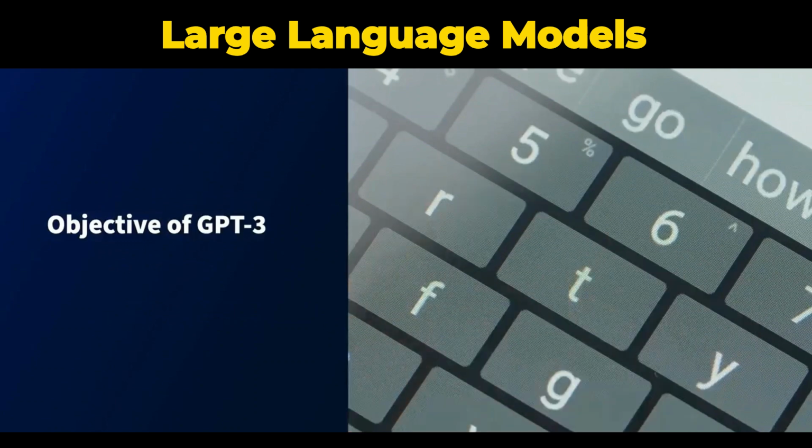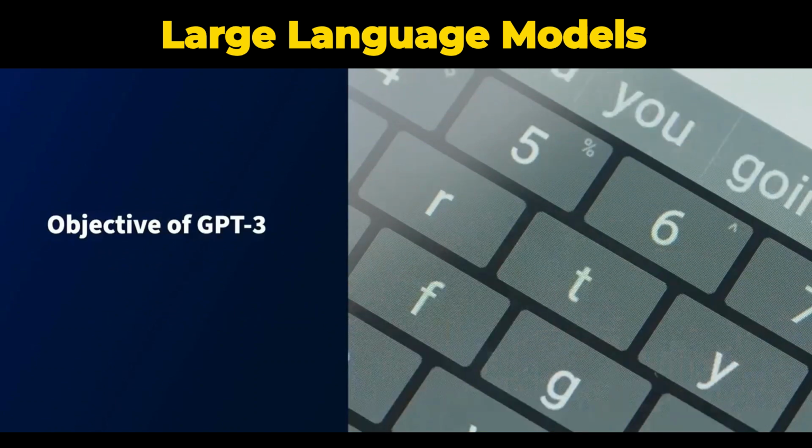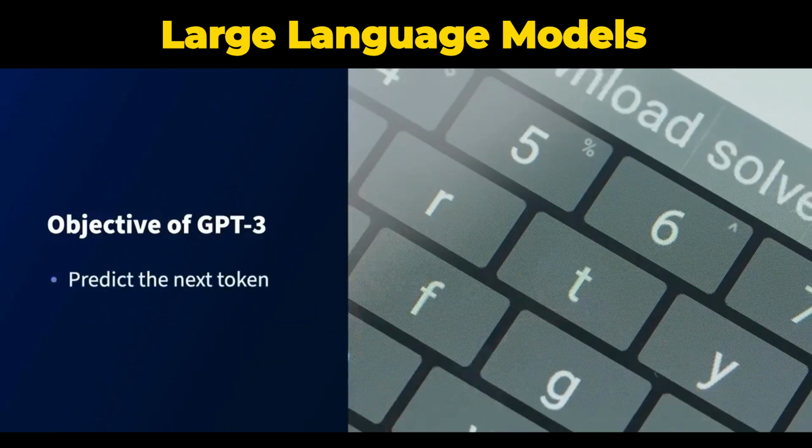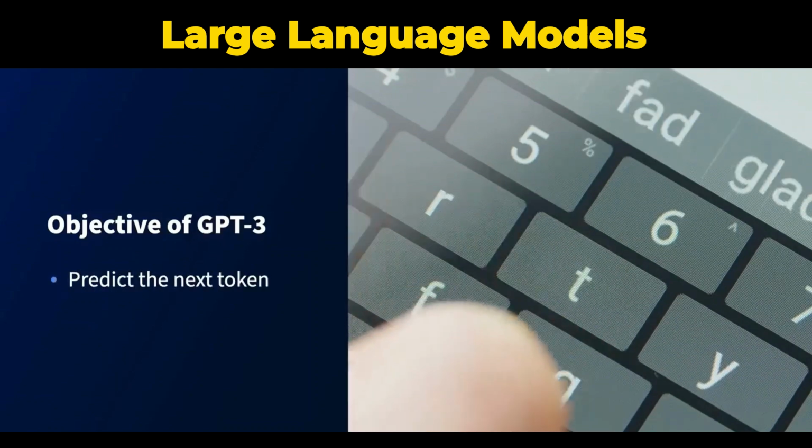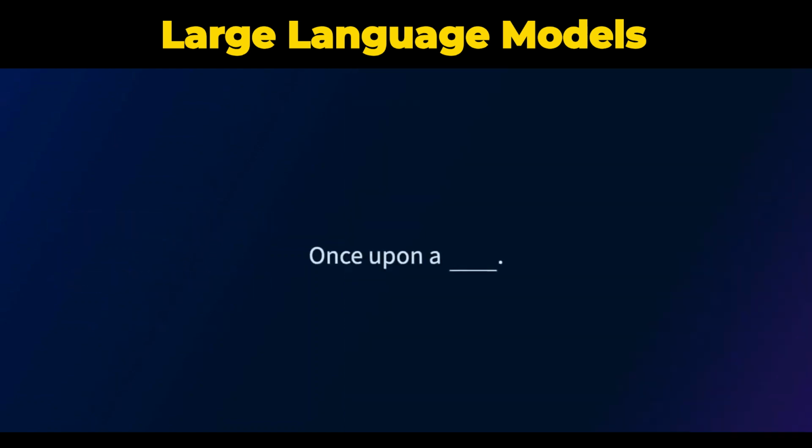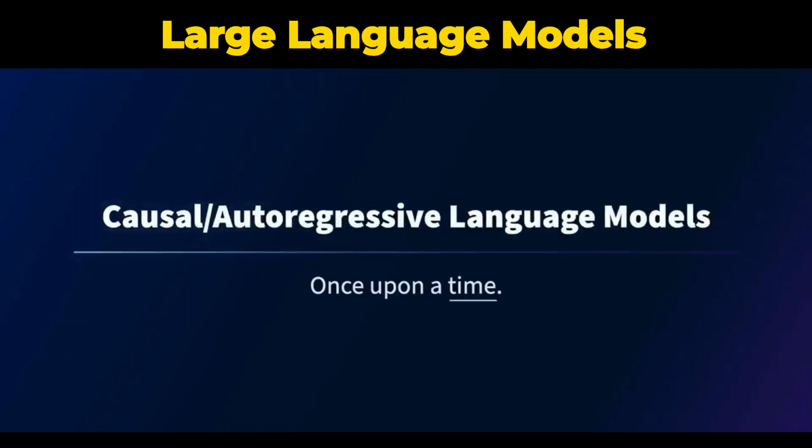GPT-3's objective was simple. Given the preceding tokens in the example, it needs to predict the next token. So this is like predictive text on your phone. So if I gave it the phrase "once upon a", the most likely next token is "time". Once upon a time. Remember that a token is a subword. So these are known as causal or autoregressive language models.